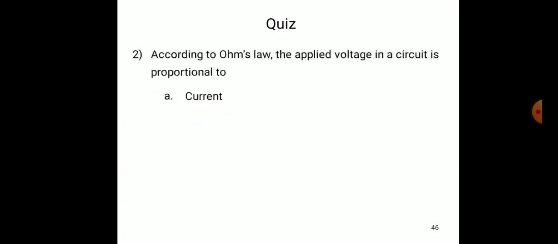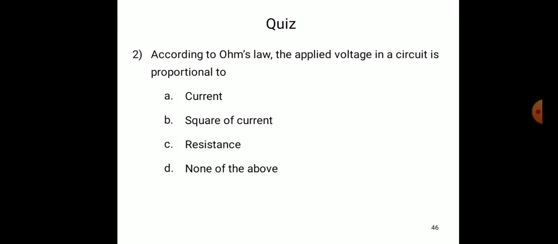According to Ohm's law, the applied voltage in a circuit is proportional to current, square of current, resistance. So what can we say? Current. The unit of current, you know already, is amperes.